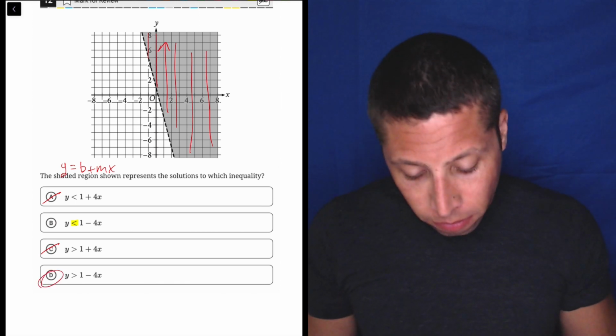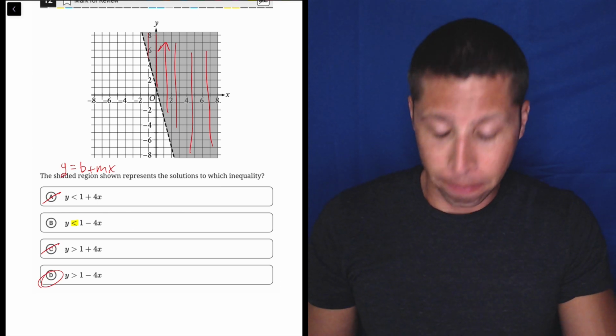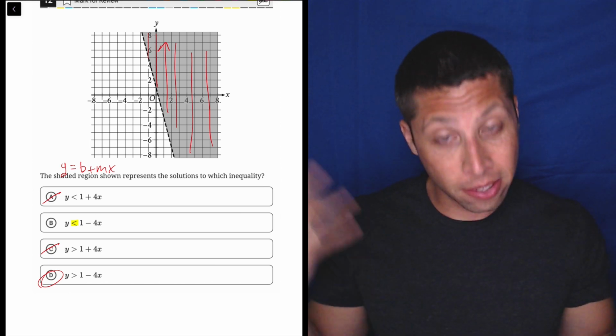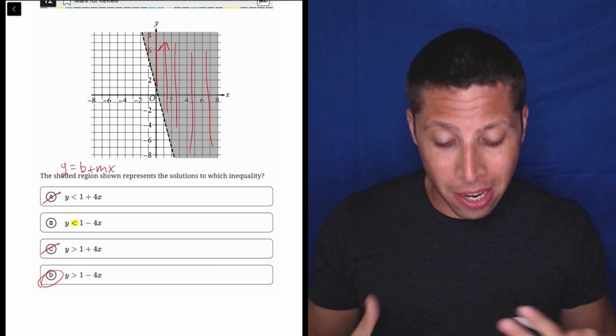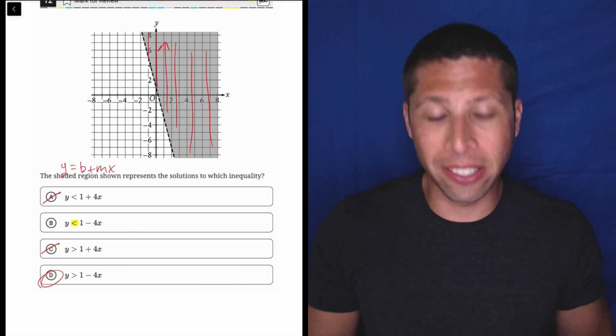There we go. Now, if you were unsure, because obviously there's a lot of places to mess up. Yes, you can mess up the slope. A lot of people do that. They forget negative slopes. But more importantly, they have a lot of trouble with the inequalities. It's just, I don't know, our brain is not good at this.